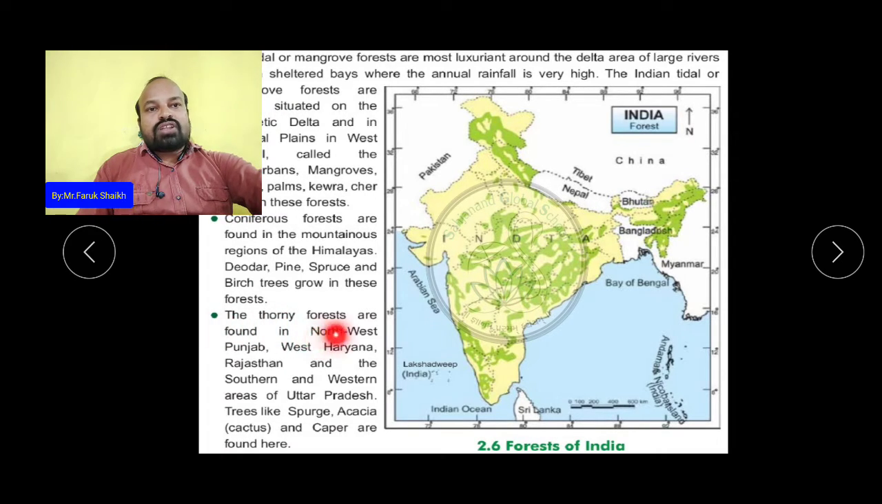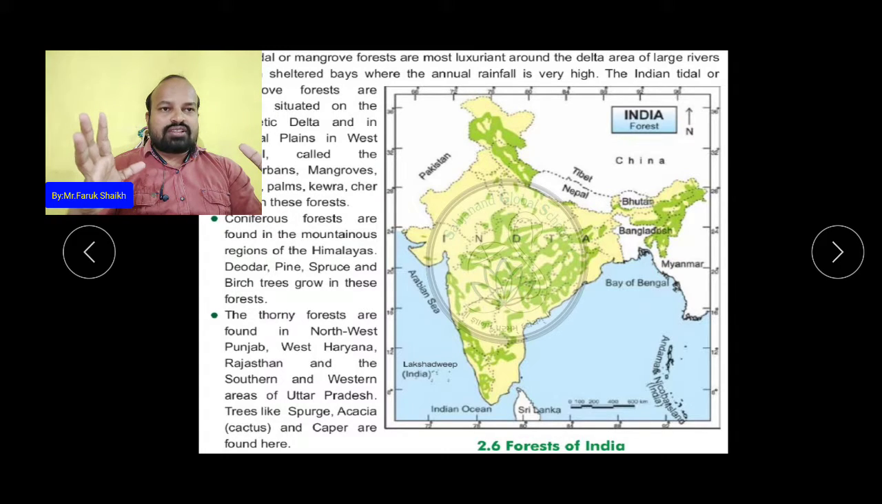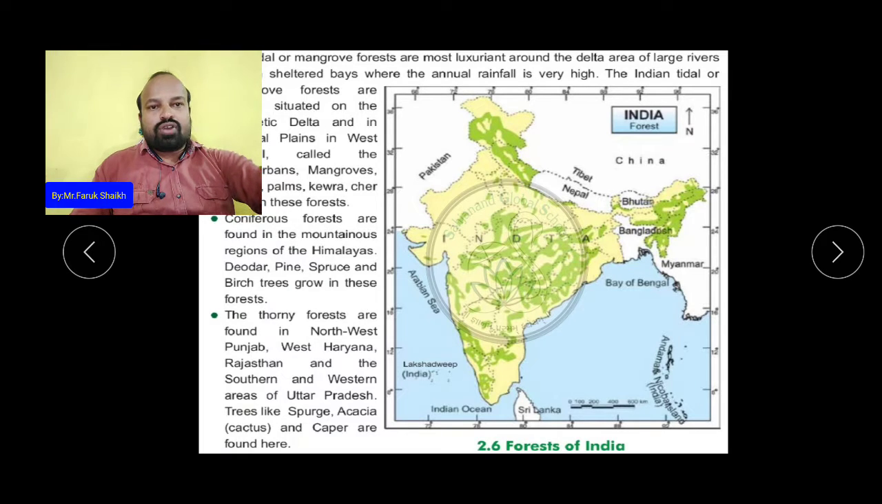The thorny forests are found in northwest Punjab, west Haryana, Rajasthan, and the southern and western areas of Uttar Pradesh. Thorny forest means the trees in this forest have plenty of thorns. That is why this is called the thorny forest.